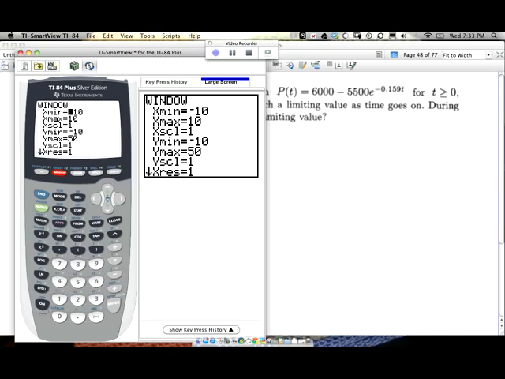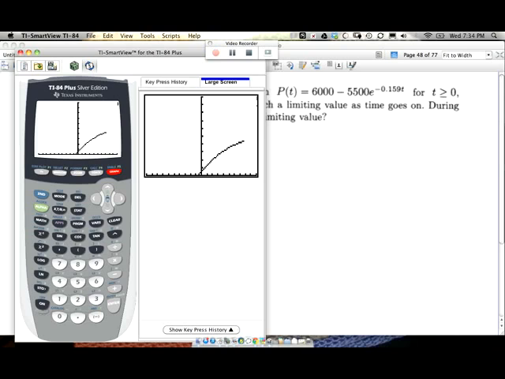Alright, now for my window, I want to go way big because we're talking thousands here. So let's start at 0 and go to like 10,000. And for the Y scale, let's do it in thousands just to keep things a little clean. So now when I look at my graph, boom, there we go. It looks like we're reaching a limit here.